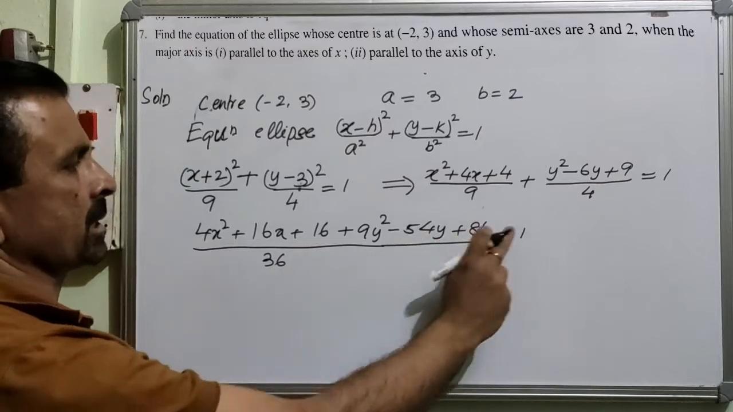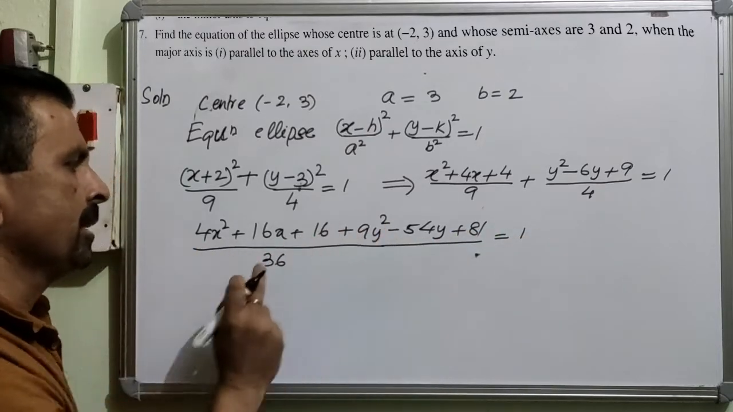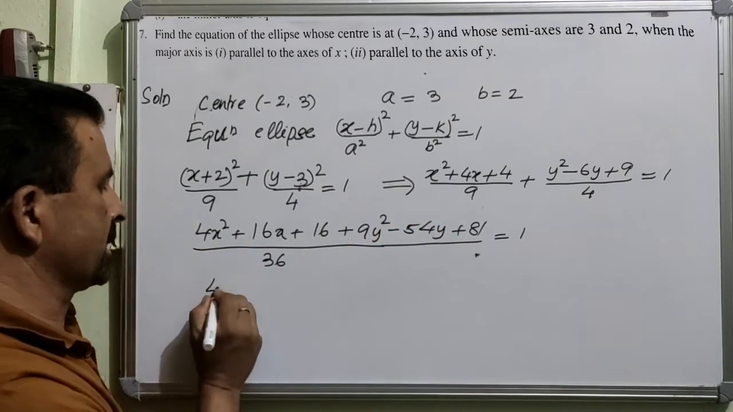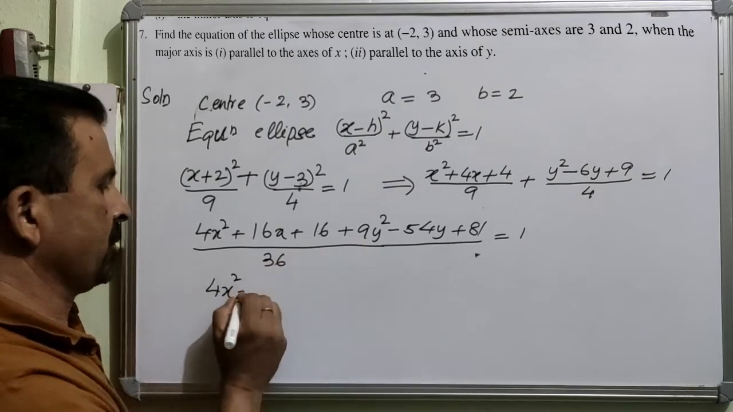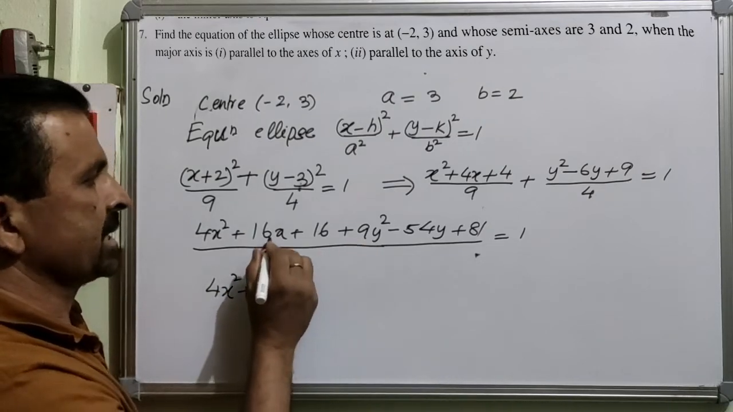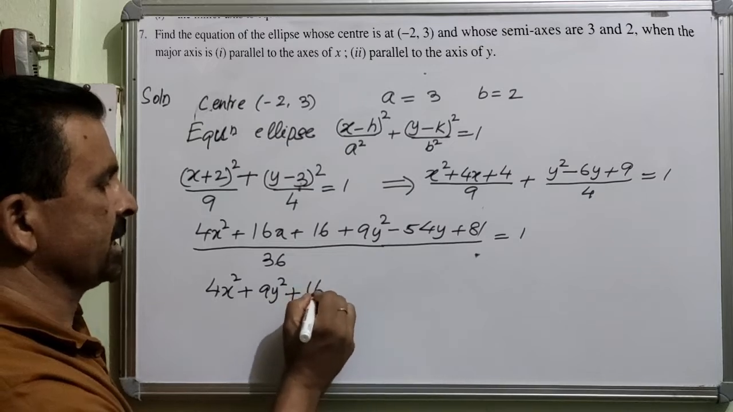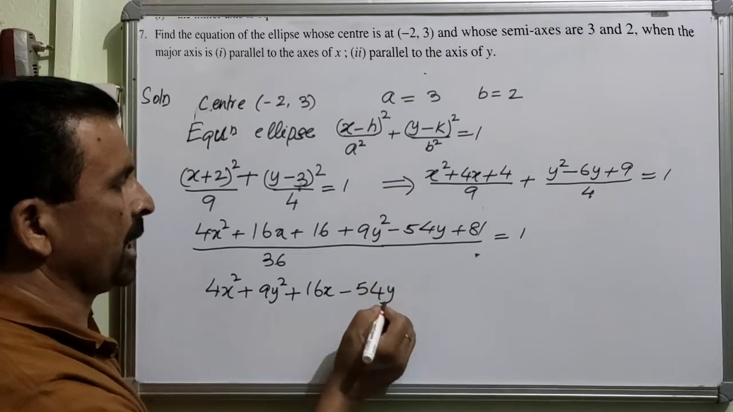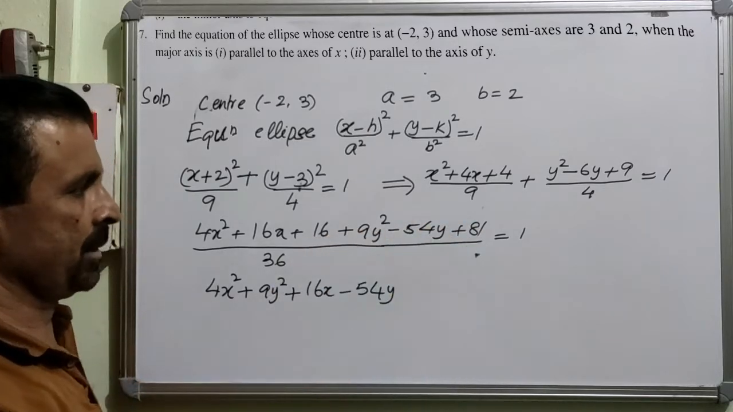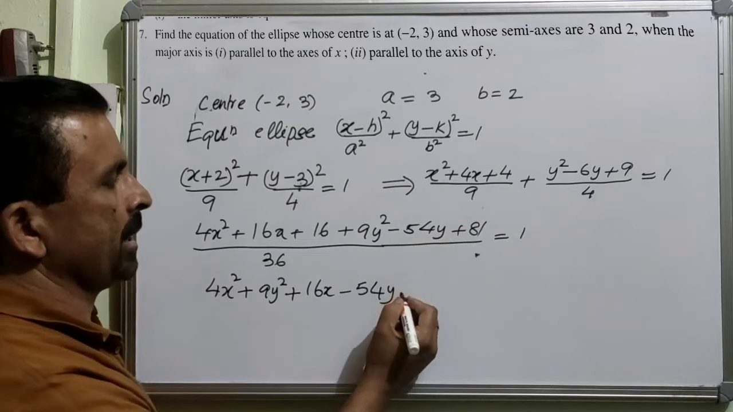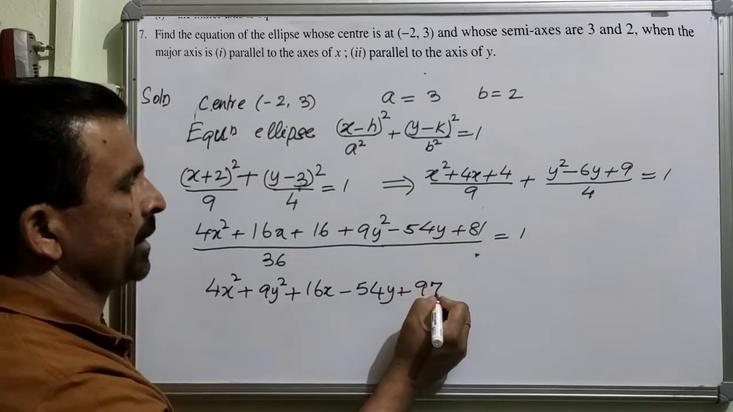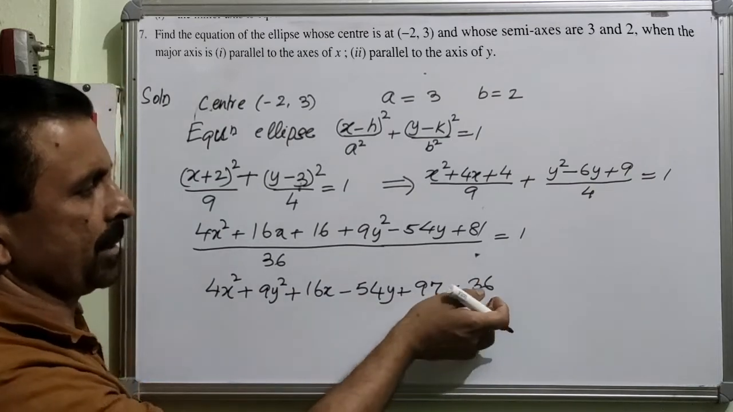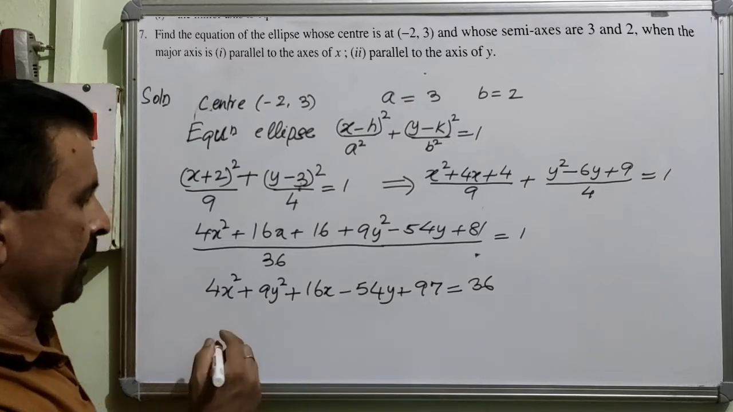Now we can cross multiply, this 36 will go to the other side, and then we can rearrange the terms. If there is any like term, we will simplify. So this is 4x square, a single term as it is, then we have 9y square as it is, then 16x also we have only one piece, so 16x as it is, then minus 54, this y term also we have only one piece, so this is minus 54y. 16 and 81 we have 2, right? So 16 plus 81 will come as equal to 97, and this 36 will go to that side. Now finally we can bring this 36 to the left hand side, and then we can write the final equation.